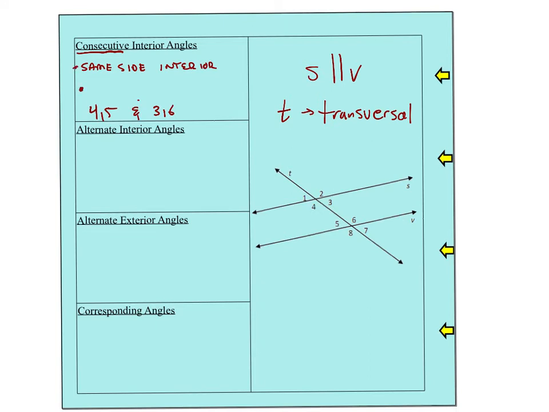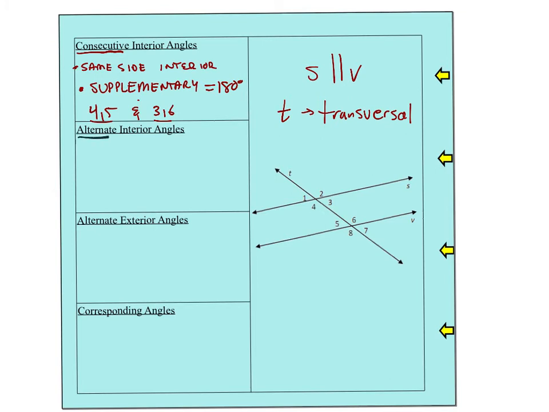These are going to be the only ones that are supplementary. Supplementary is a word that came up in Unit 1. All that means is that it adds up to 180 degrees. So these two together are going to add up to 180, 4 and 5. 3 and 6 are going to add up together to 180 as well.